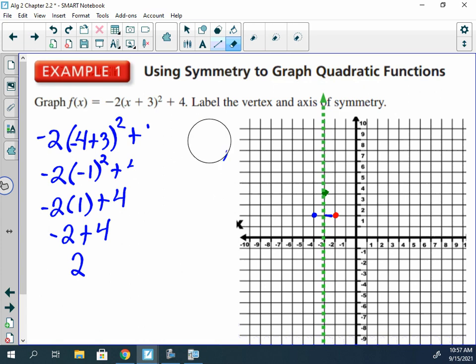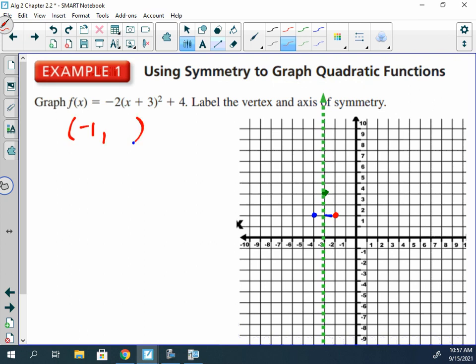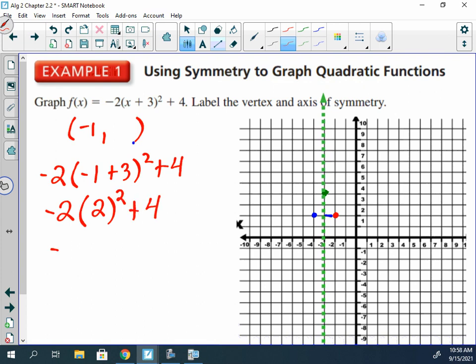And I could do this for multiple points. So I could do this again with negative 1. So we can say negative 2 times (negative 1 plus 3) squared plus 4. Negative 1 plus 3 is 2. Now 2 squared is 4. Negative 2 times 4 is negative 8, and negative 8 plus 4 is negative 4. So we have negative 1, negative 4.